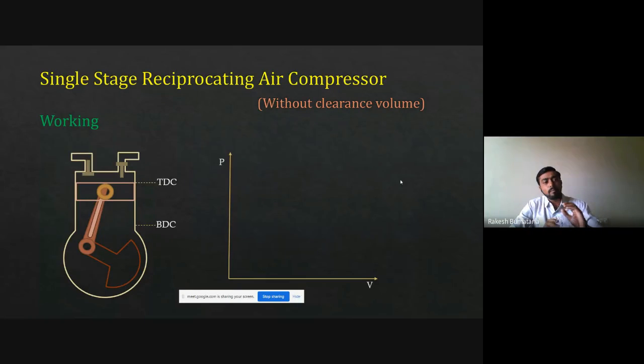Before starting any cycle, the piston should be at TDC, meaning top dead center. So initially the piston must be at TDC, and the cycle will start from TDC. Let's supply mechanical energy to run the compressor, in the form of shaft power. Due to the supply of that mechanical energy, the crankshaft will rotate, and due to the rotation of the crankshaft, the connecting rod will move towards the bottom. Due to the motion of this connecting rod, the piston will move from TDC to BDC.